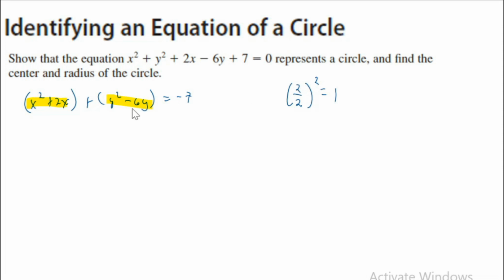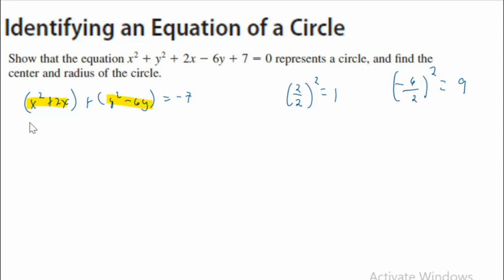So the number to be added will be 1, because 2 divided by 2 is 1, and 1 squared equals 1. On the other side, in terms of y, the value of b, according to our formula for finding the number to be added, as in our previous lesson, is negative 6. Always divide by 2, and the quotient will be raised to the power of 2. Simplifying, negative 6 divided by 2 is negative 3, and the square of negative 3 is 9. So the numbers to be added now are 1 and 9.